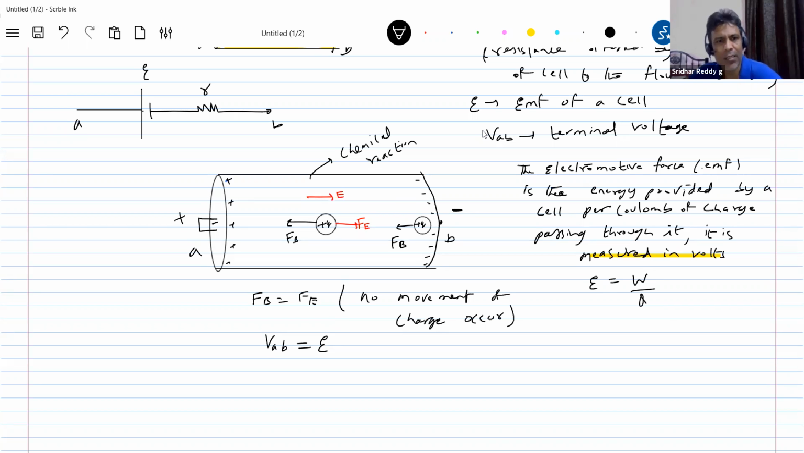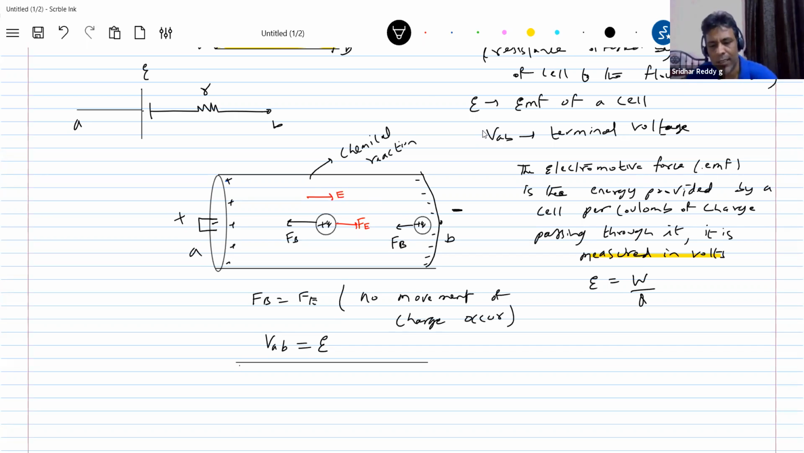So the battery is not connected, just left open like that. Fine. So this is the initial part of this one. When the cell is not connected to any external circuit, the terminal voltage will become equal to the applied EMF. So when I measure this terminal voltage, it is equal to the applied EMF.